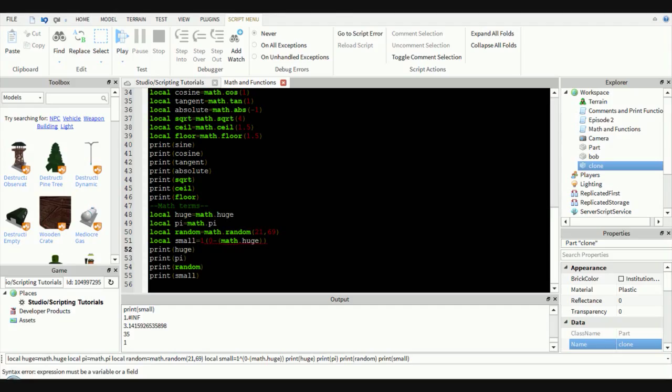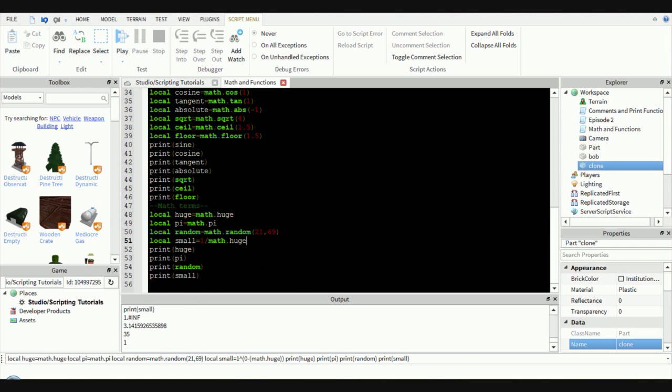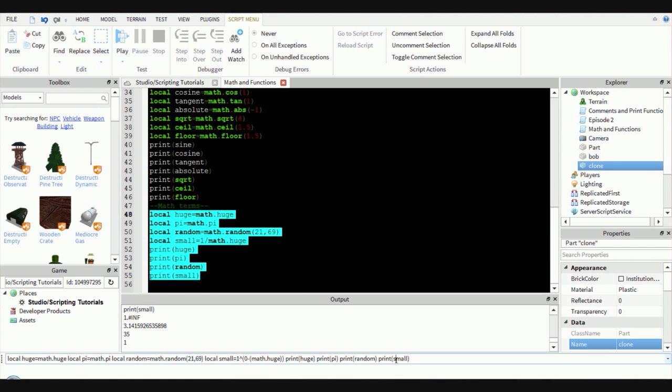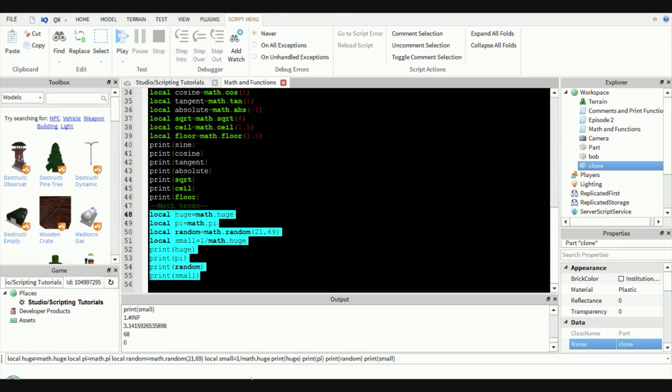Oh yeah, we can just do 1 divided by math.huge. That would probably work right there. Let's try that out, guys. Oh, it's 0. I don't think it can go below like 0.00001. Okay, and we got another random number, which was 68. Let's do that again, guys. And then we got another random number, which was 26, and basically those are the math terms and stuff like that.